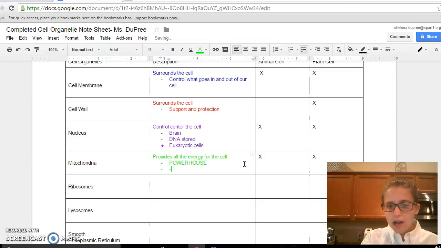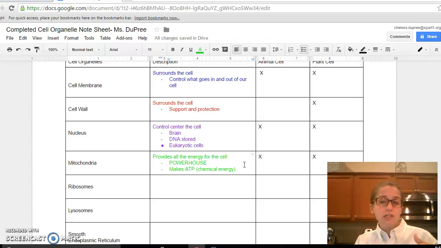While he's the powerhouse, what this means is that he makes ATP, okay? And that's our chemical energy. Think about it like energy in your house is electricity. For a cell, it's going to be this thing called ATP.